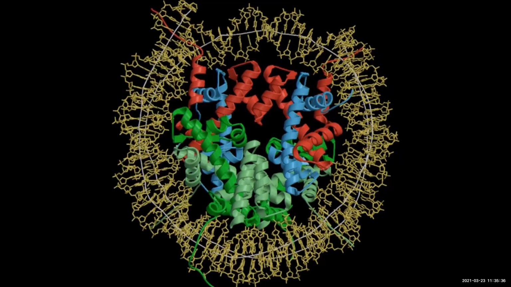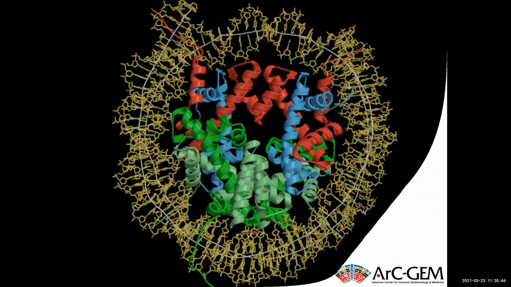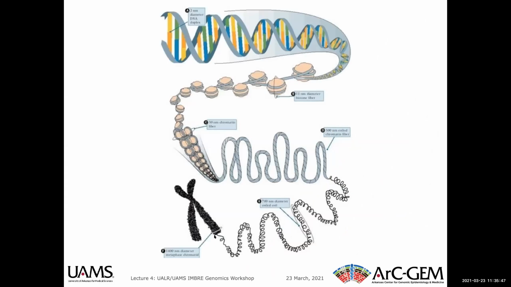This is a dimer, a set of 4 dimers. It's an octamer that basically wraps the DNA around it twice. And so here's your chromosome. And the chromosome is 1.4 microns, so you can see this with the microscope.